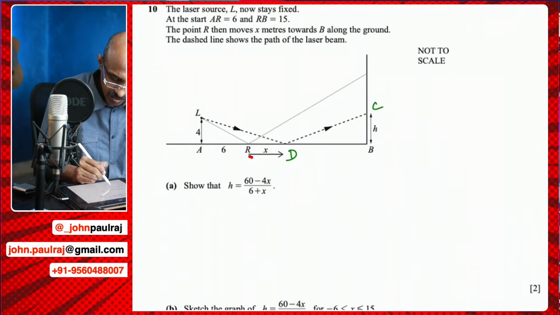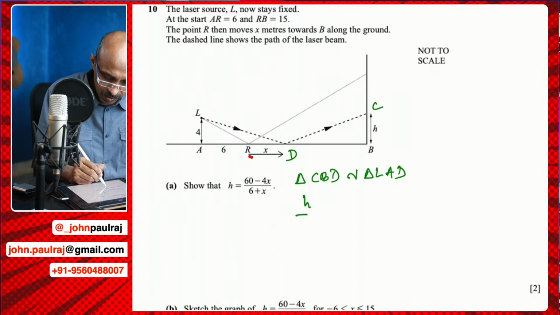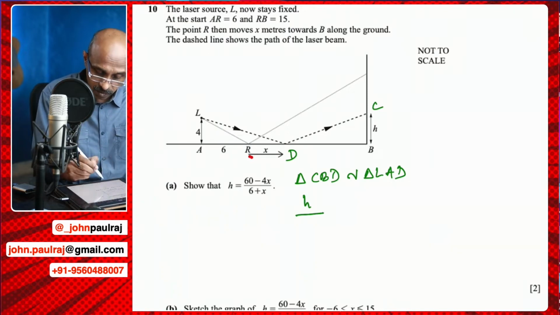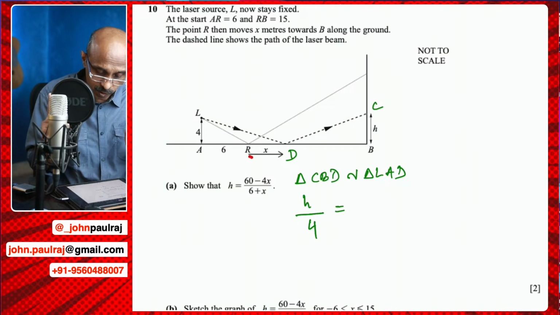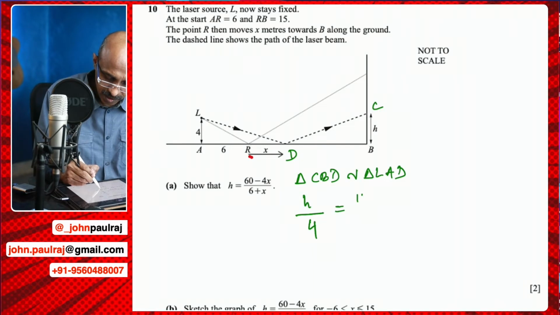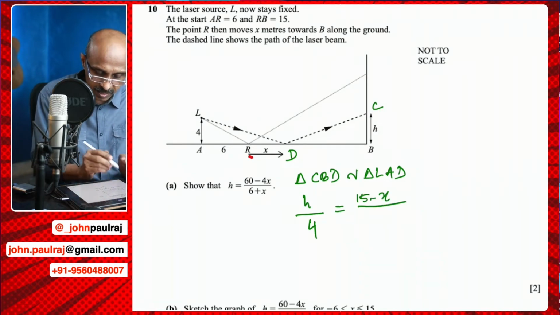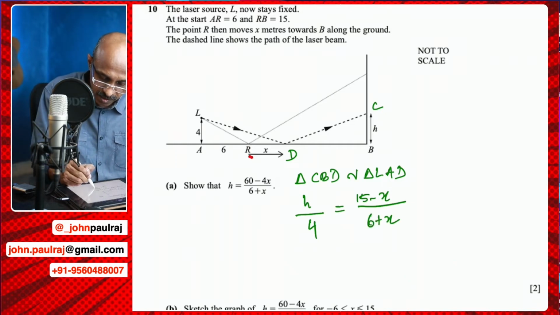Okay, so then you can say triangle CBD is similar to triangle LAD. And then you can say that H, the height of that triangle CBD over, now you have 4. The height of the smaller triangle is equal to the base of the larger triangle, which was 15 initially, right? Now, because of the point R moving up by X, it's 15 minus X over the smaller triangle has now become 6 plus X. So this is 6 plus X here. That's the base of the smaller triangle.